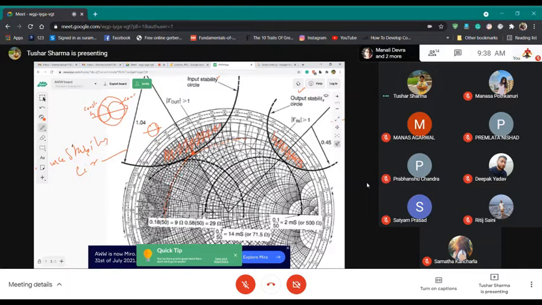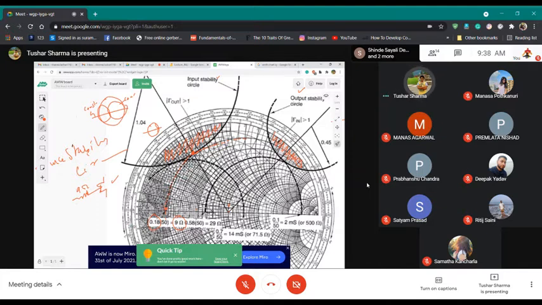So if this is a constant R circle, you try to find the nearest constant R circle which grazes your curve. If you bring it all the way down, this is 1, the center of the Smith chart, this is 0.5, this is 0.2. So it's actually 0.18. So 0.18 times 50, this is 9 ohms. What it means is, you take the transistor and put an input stability resistor of 9 ohms. That will stabilize your device.